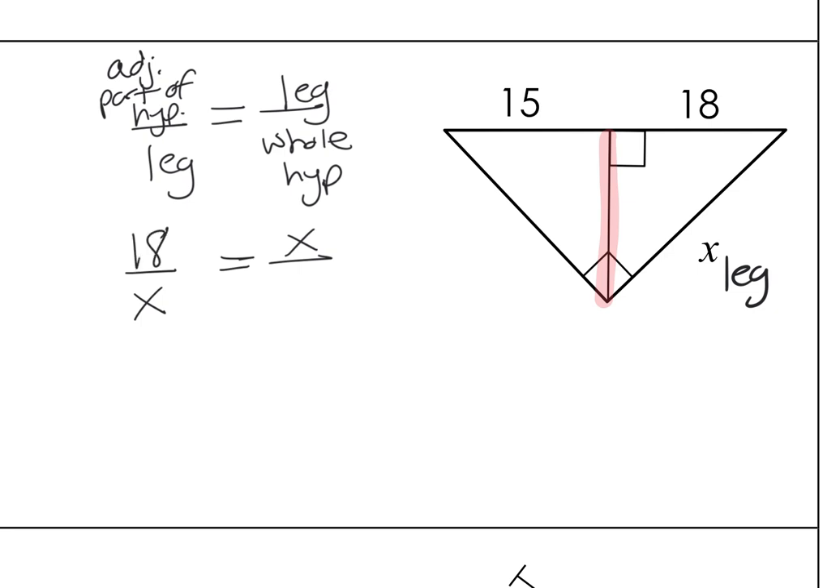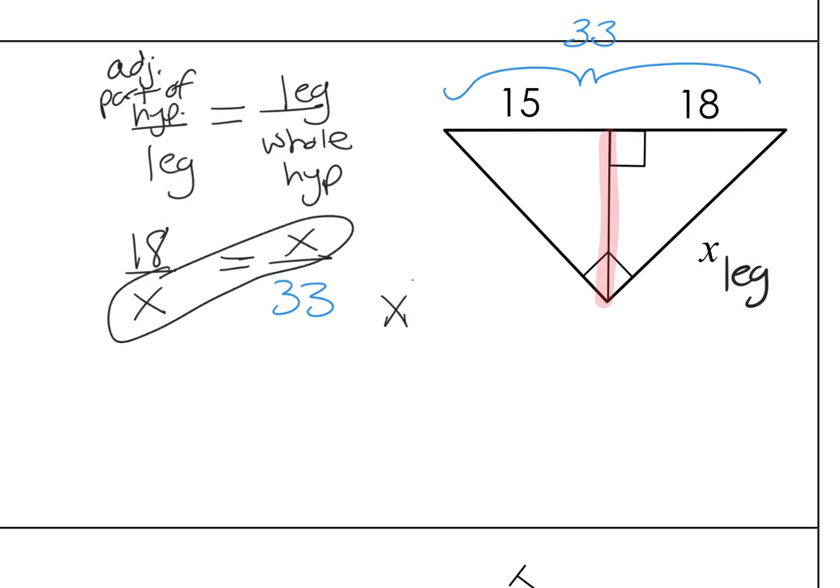So we've got 18. And then I need down at the bottom the whole hypotenuse. What's the whole hypotenuse going to be? 33. Yes, you've got to add 15 and 18. So down here, I'm going to put 33. Cross multiply. x times x is x squared. 18 times 33. I get 594.